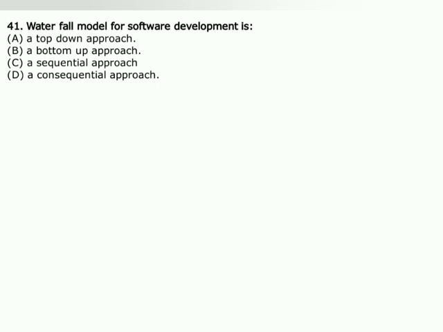Waterfall model for software development is... The waterfall model is a sequential approach. It is a non-iterative design process used in software development in which progress is seen as flowing steadily downwards like a waterfall, from top to bottom, through the phases of conception, initiation, analysis, design, construction, testing, implementation and maintenance. So it is a sequential approach. Option C is the correct answer.